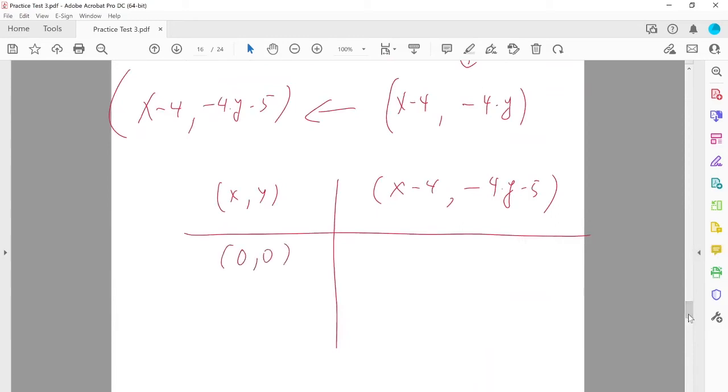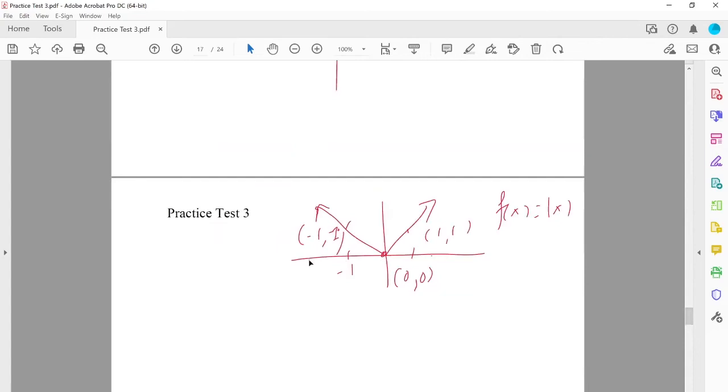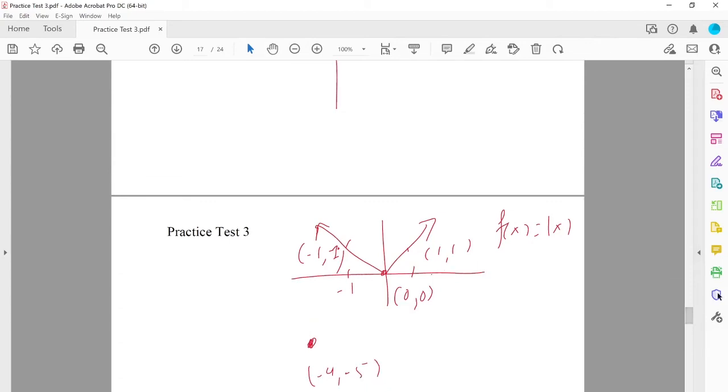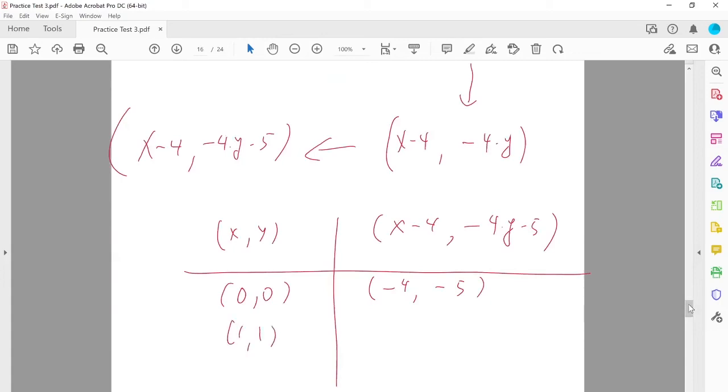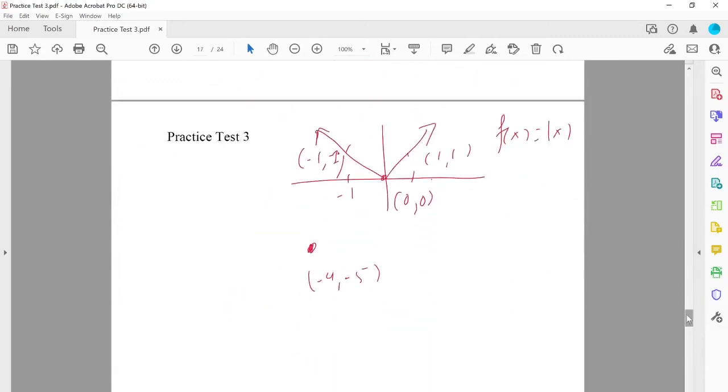(0, 0): when x is 0 and y is 0, put x equal to 0 here and that will give you negative 4, y equal to 0 here will give you negative 5. So this (0, 0) goes to (negative 4, negative 5) somewhere here. That's the meaning of this formula. This (1, 1): if you put 1 for the x coordinate and 1 for the y coordinate in this formula, 1 minus 4 is negative 3, and negative 4 times 1 minus 5 gives you negative 9. So that (1, 1) becomes (negative 3, negative 9), somewhere here.